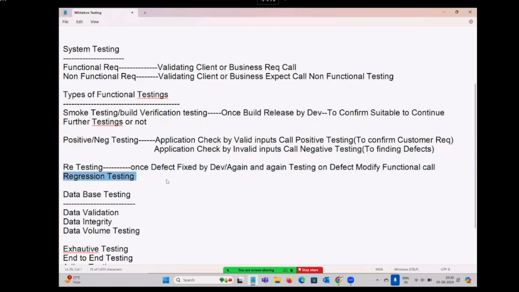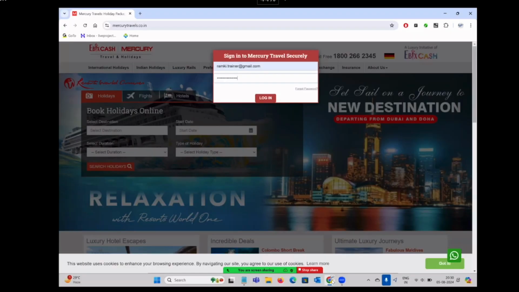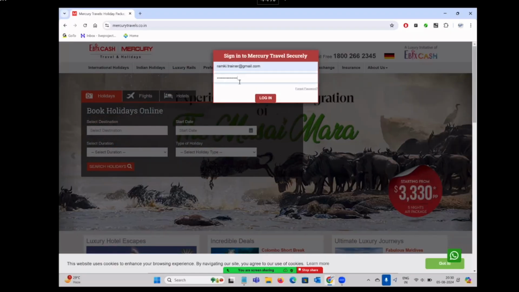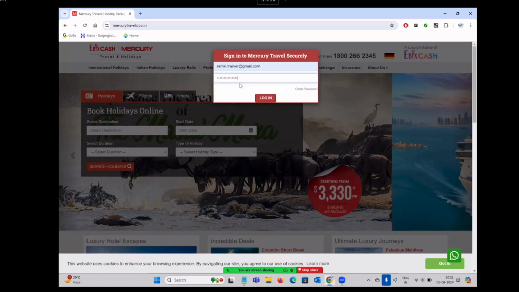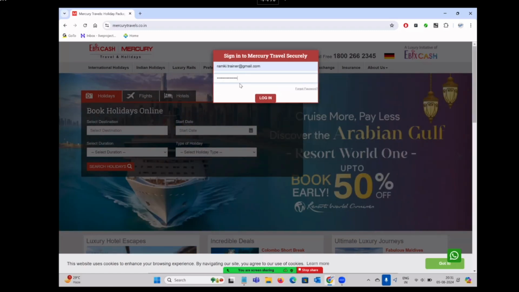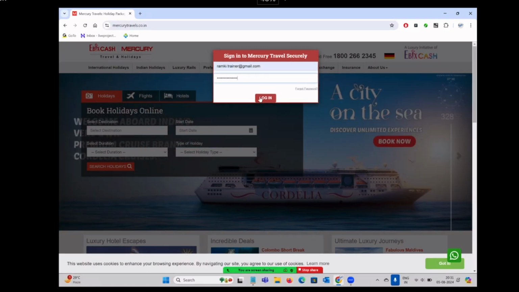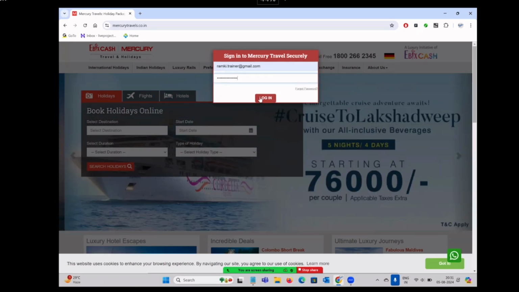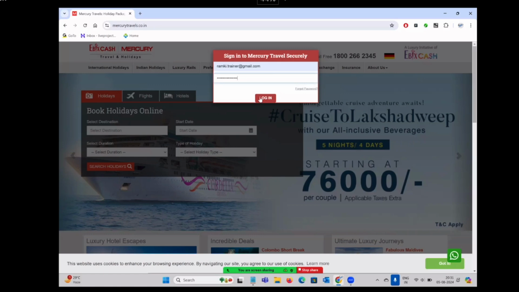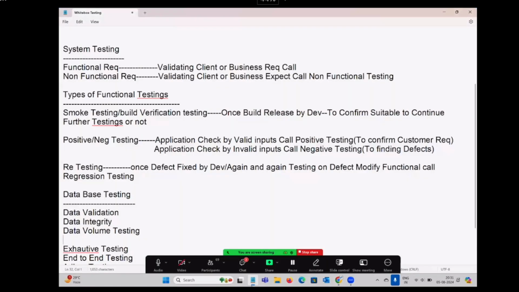What is meant by regression? Not only defect, everyone. I have one doubt. While modifying this password code, maybe there are possibilities of side impact on email ID and login button also, right? So along with the defect, checking all related functionalities is nothing but called regression testing.